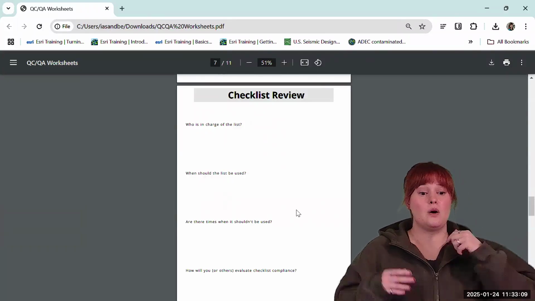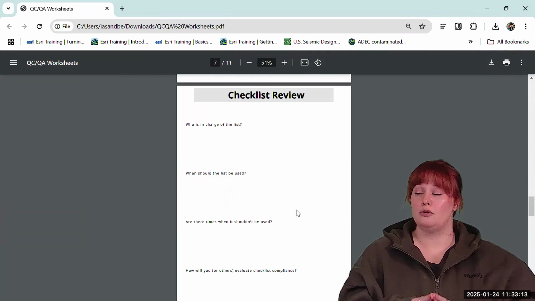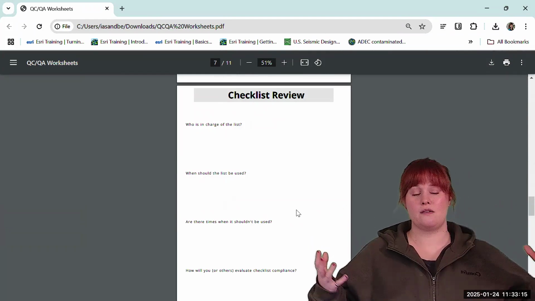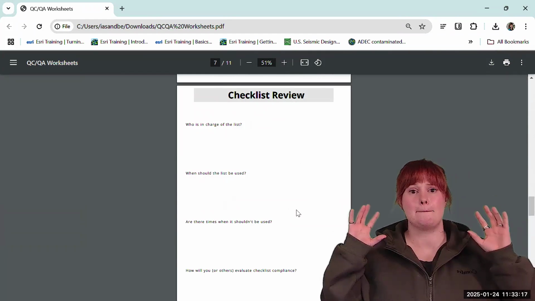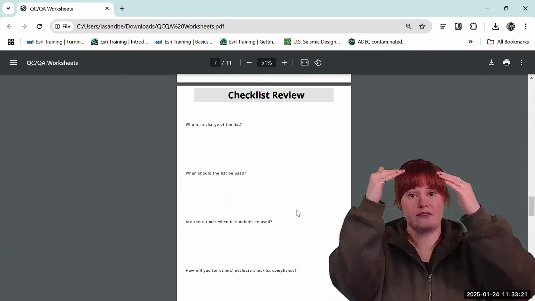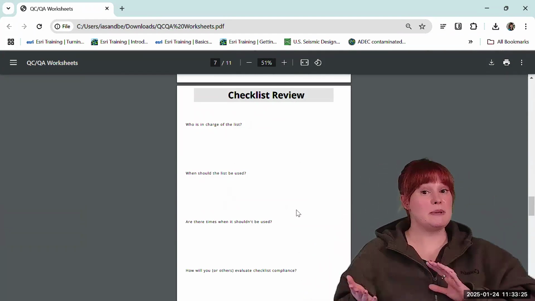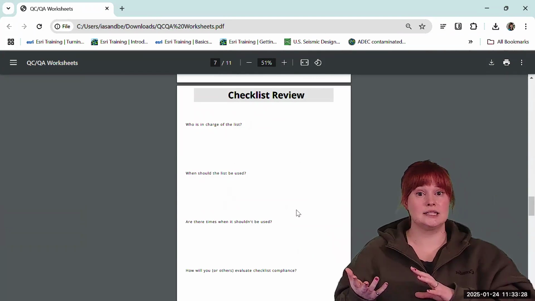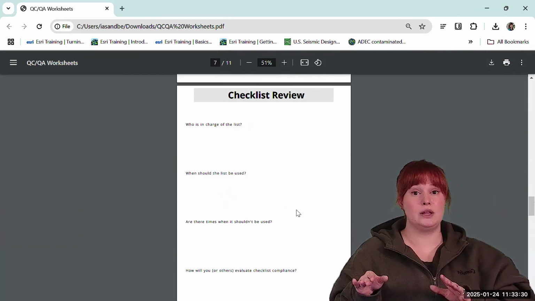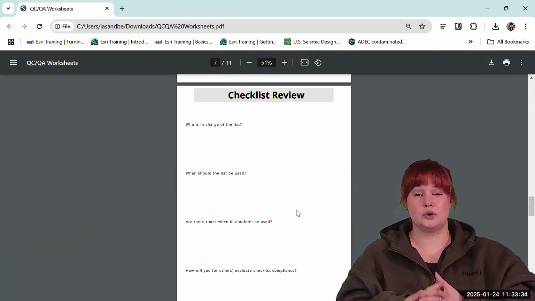And then you also want to think about, when should this list be used? Maybe this is going to be really good for very large projects that have a lot of moving pieces, and you need to have the rigidity of having a checklist, but maybe it isn't as applicable to smaller projects, or maybe vice versa. Maybe the smaller projects are the ones where you're like, we really don't want to miss anything. Let's make sure that all of our ducks are in a row.